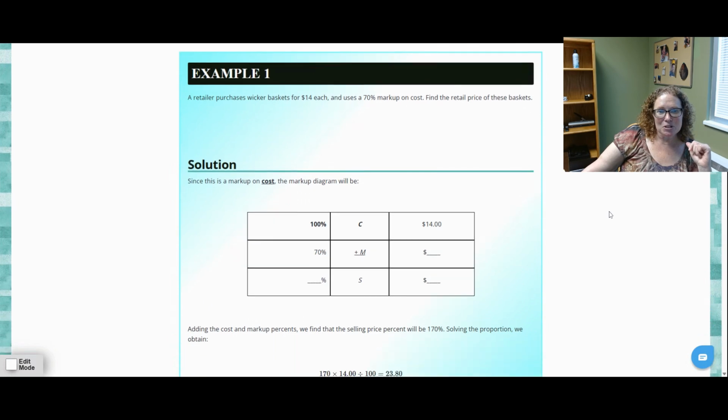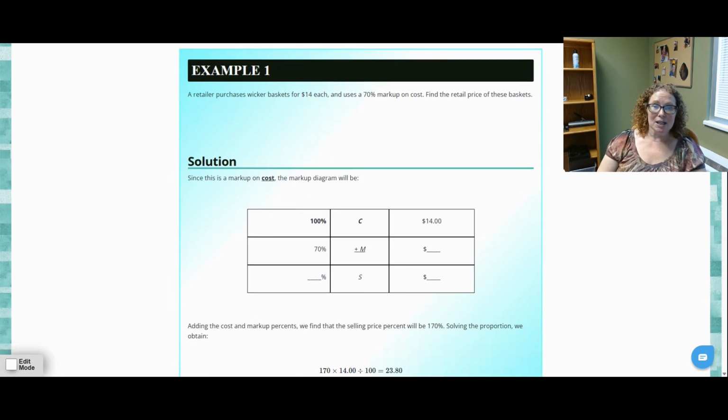A retailer purchases wicker baskets for $14 each and uses a 70% markup on cost. Find the retail price of these baskets. So we're doing a markup on cost. So we're putting the 100% by the cost, and that was the $14, because that's how much they are purchasing for. We also have a markup of 70. So when we add up those two lines, 100 plus 70 is 170%, right?